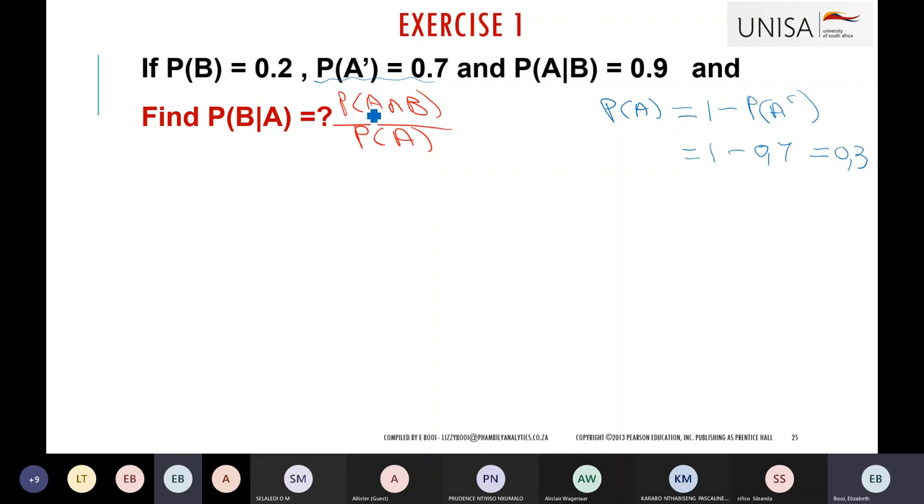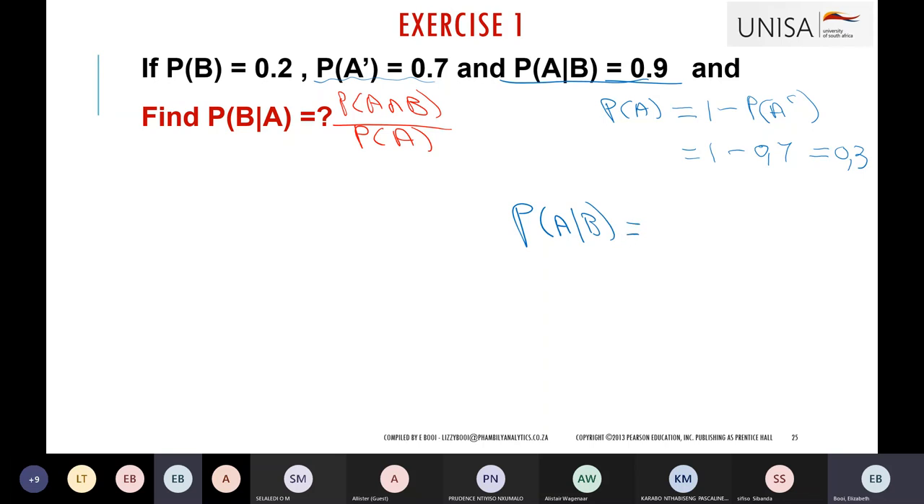But I do not have the probability of A and B, and I cannot use it, because they never told me that A and B are independent. So it means the probability of A and B should be equal to X divided by N. That's what I need to use. But I'm not given any X. However, I am given this probability: the probability of A given B.